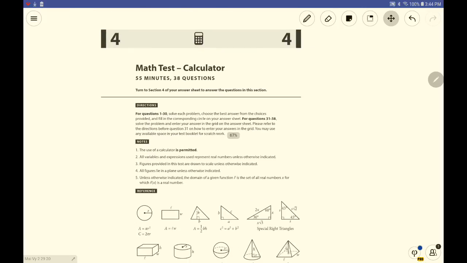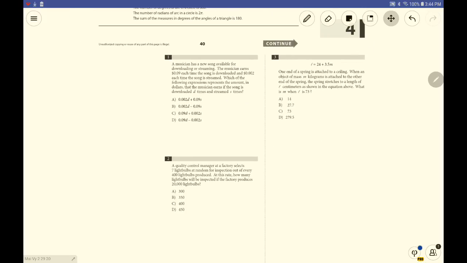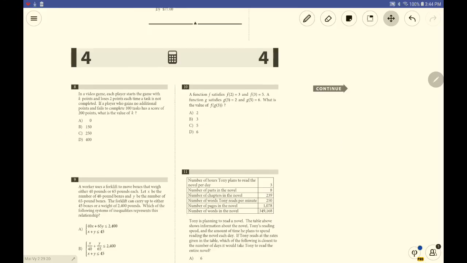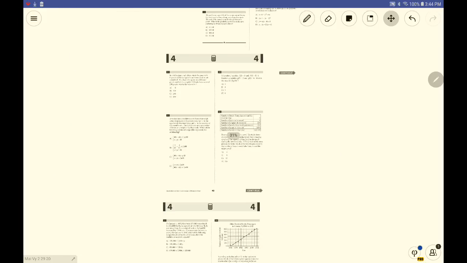Let's see if that's all we've done or if we've done more. Looks like we have not gotten farther than that.